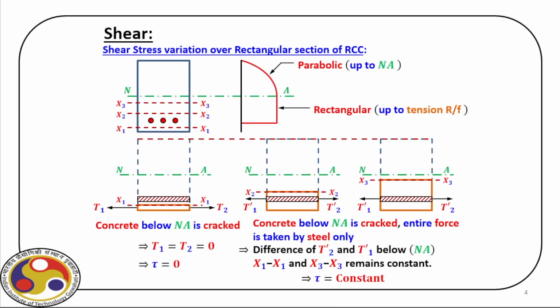Now let us see the shear stress variation over the rectangular section. So if we have a neutral axis, as you can see here, it starts from 0, then it increases and reaches up to this point, and beyond this point below the neutral axis, because we have ineffective concrete, the entire shear force is actually taken by the steel, and that's the reason it is rectangular up to the level of tensile reinforcement, right? So that's the variation. Now our task is to design against this shear stress acting at a particular section.